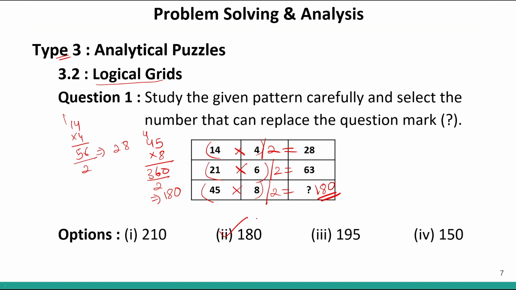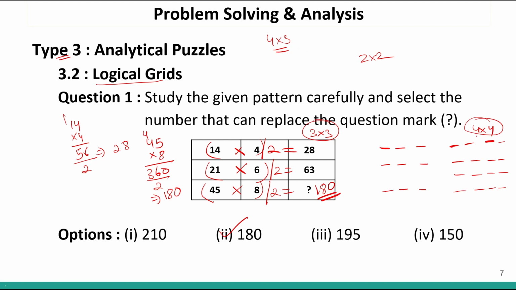So now did you understand what we did in logical grids? In logical grids, we are given 3 rows. Or you can also get 4 rows. So in both the cases, let's say we got 4 rows. Something like this. So this is a grid. This is a 3 into 3 grid. Or you could get a 4 into 4 grid. Or you can also get a 2 into 2 grid. Any of the grids can be given to you in exam. A 4 into 3 grid can also be given. But this is very common, 3 into 3 and 4 into 4. These are common grids that you get mostly in all the exams.